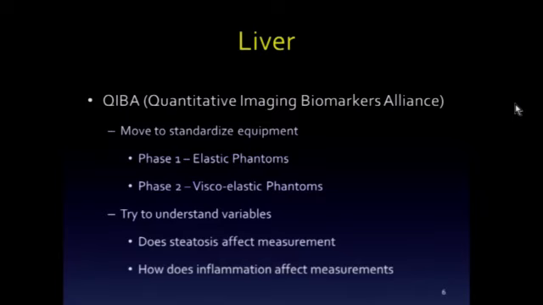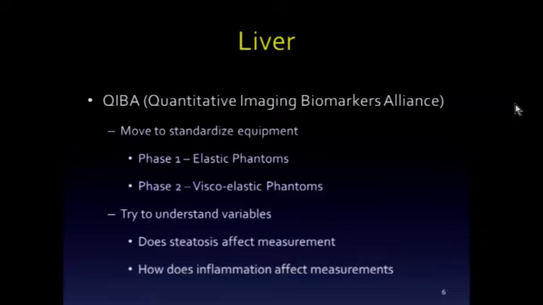So the QIBA actually wanted to try to standardize equipment. There was a phase 1 in which we used elastic phantoms, and what we did was take multiple measurements in these phantoms at different stiffness values and different depths with multiple vendors at multiple sites, and we found what the performance was at different stiffnesses and values, and they had that information so they could go back and again try to move their equipment by evaluation of their algorithms to be more consistent.